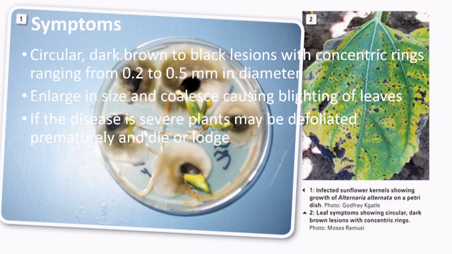So usually it starts with these small brown to black specks on the leaves, ranging from 0.2 to 0.5 millimeter in diameter. And then it can coalesce to form larger blighting of the leaves. If the disease is very severe, the plants can be defoliated and they can also prematurely die and lodge. This is just a photo from Godfrey that shows the Alternaria that was isolated from the sunflower seeds.